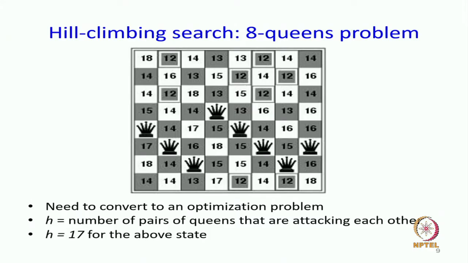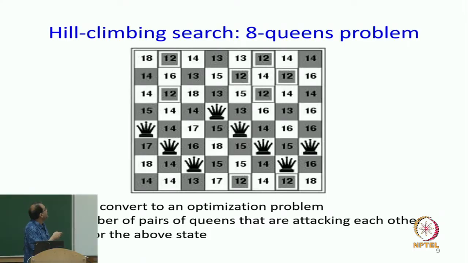The objective function is the number of pairs of queens that are attacking each other, and for this state if you do all the counting you will come to 17. For example, this queen in the first column is attacking the queen in the fifth column, the queen in the first column is attacking the queens in the second and third column, and so you will keep adding 1 for each such pair of queens which are attacking each other. So, you will get h equal to 17, or heuristic or optimization function equal to 17 for this state.